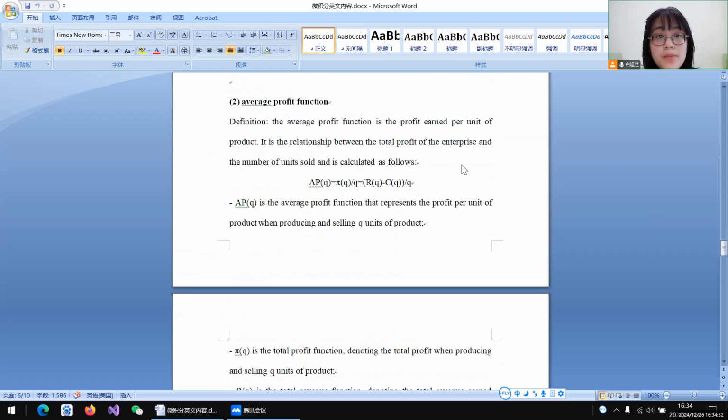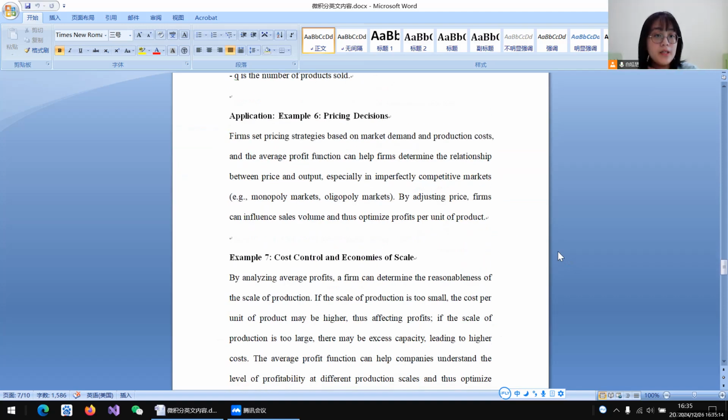The second part is about the average profit function. The definition: the average profit function is the profit earned per unit of product, and it is calculated as follows. AP(q) = π(q) divided by q.